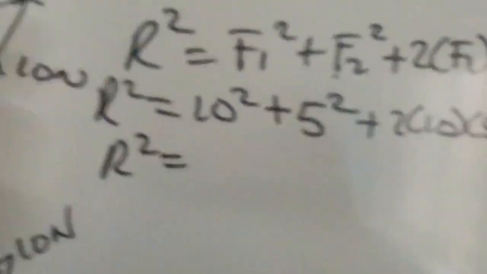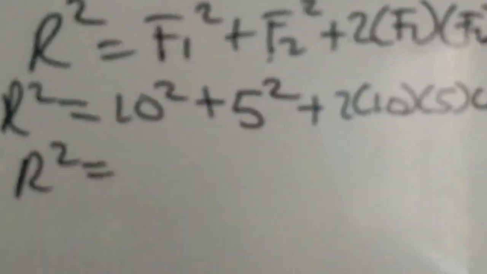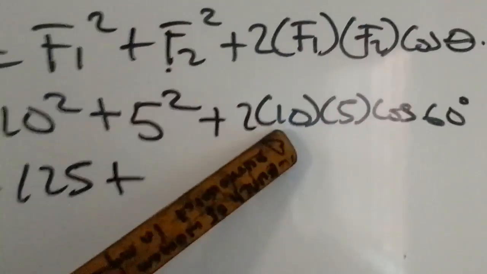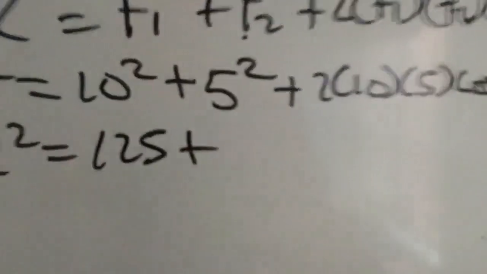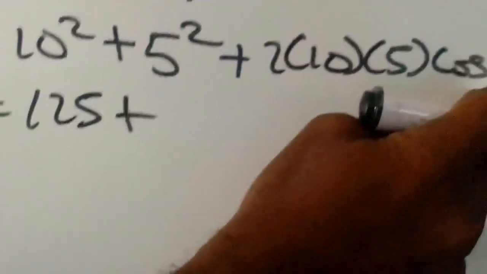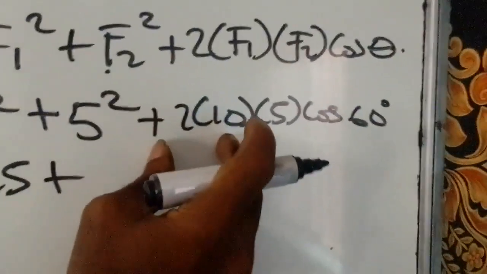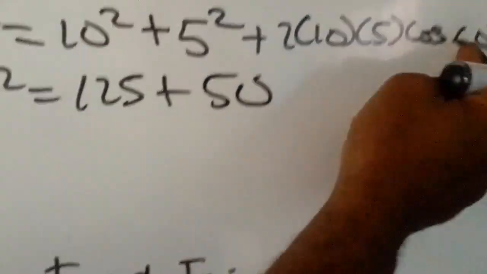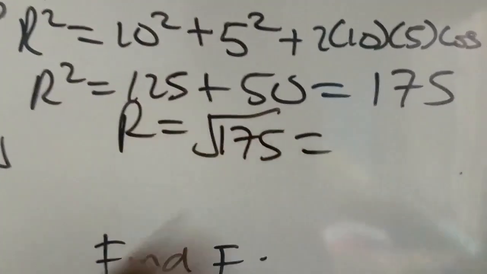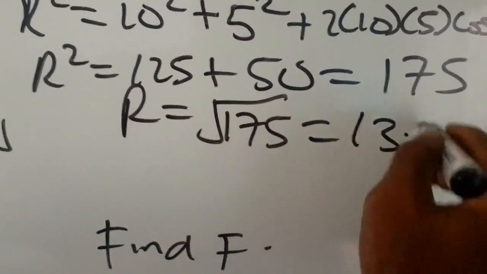So R squared becomes 10 squared is 100, 5 squared is 25, and 100 plus 25 gives you 125. Then 2 times 10 is 20, and 20 times 5 is 100. Cos 60 is 0.5, so 100 times 0.5 is 50. Adding these together gives us 175. The result becomes the square root of 175, which is 13.2 Newton as our answer. So go through our work again and see how it was simplified.